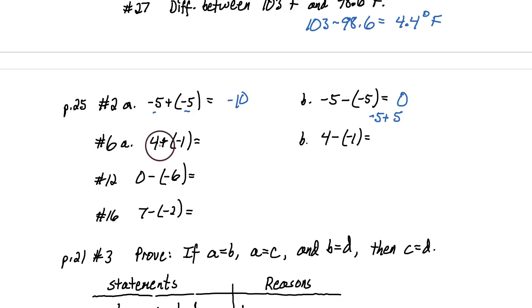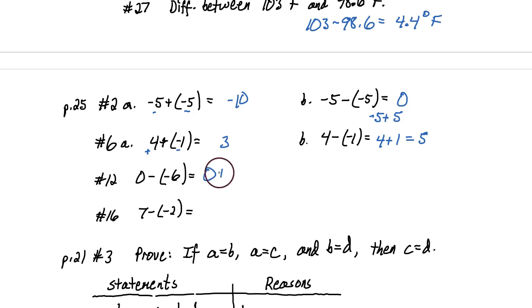Number 6a, 4 plus -1. This is a positive, and this is a negative. These have different signs. Find the difference between 4 and 1. It's 3. And then give it the sign from the number that has the larger absolute value. Question B, 4 subtract -1. Let's rewrite this as an adding problem. This makes 5.